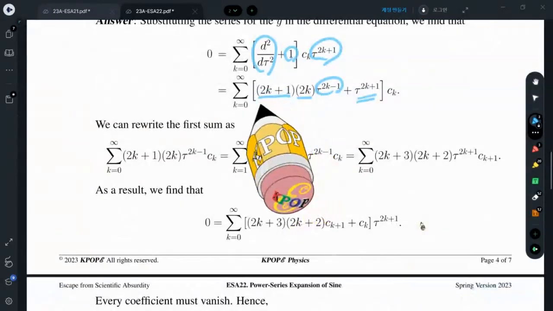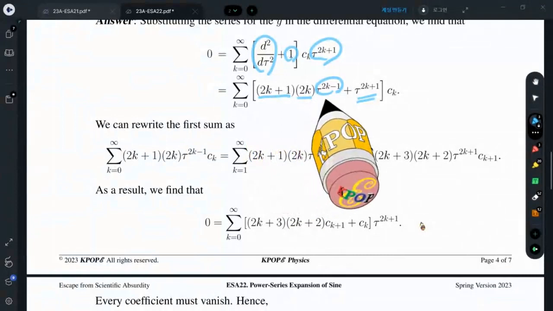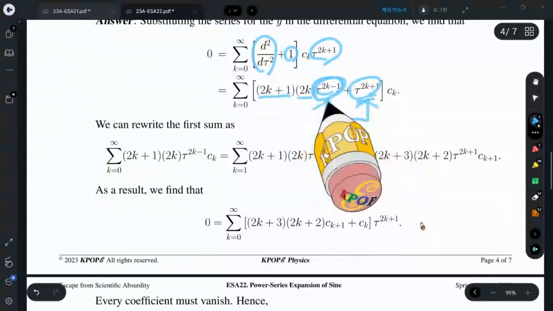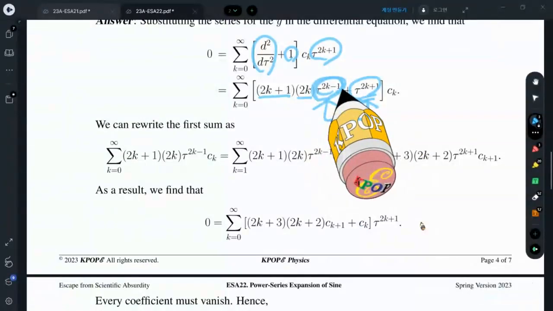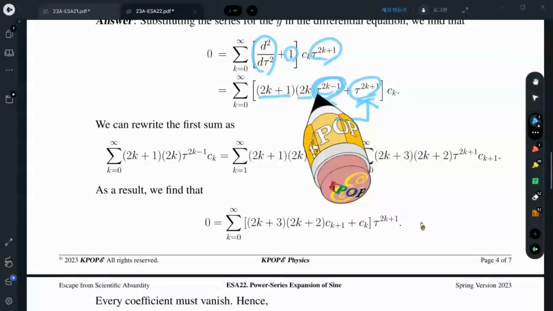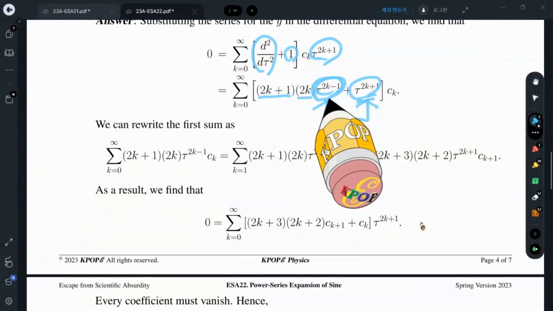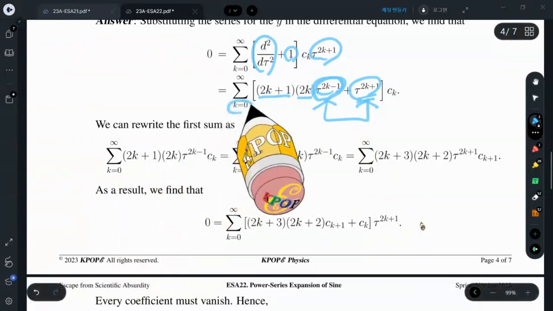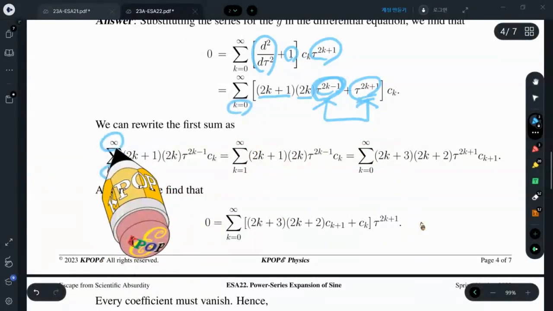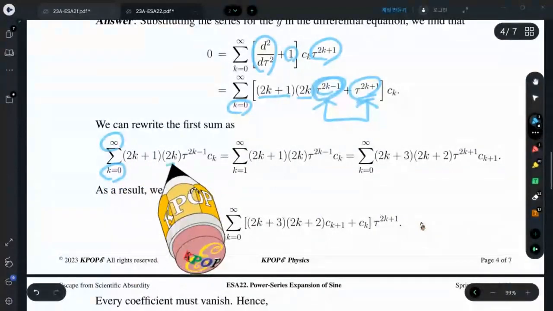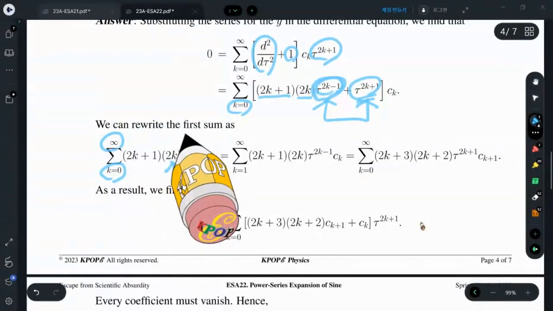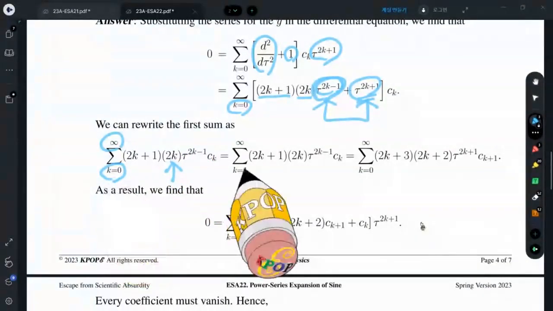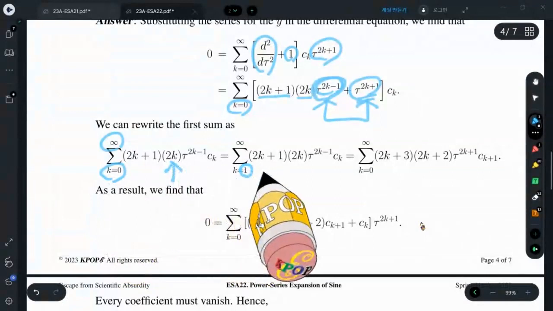Now we can reorganize the sum. What I'd like to do is make these two have a single index. So I have to shift this dummy index for the first summation. This is a sum over 0 to infinity. But I know if I substitute 0, this one vanishes. So the first non-vanishing contribution comes from k equals 1.